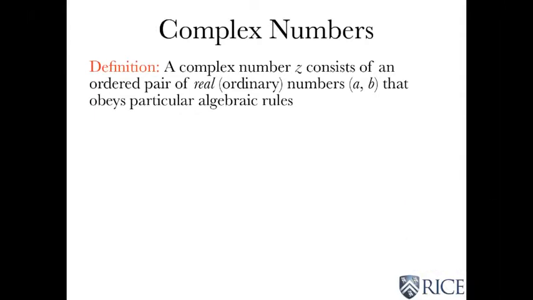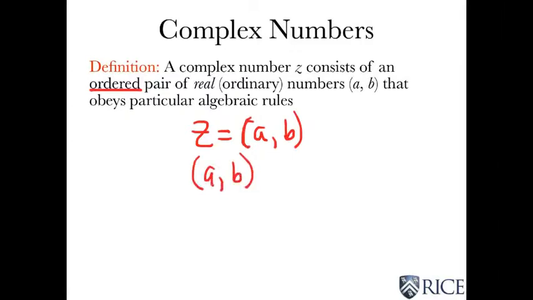Okay, so let's define a complex number. And this definition, I think, is a little different than you may be used to. A complex number is an ordered pair of numbers. So, A and B. An ordered pair. Now, what the ordered term means is that A comma B does not equal B comma A. The order matters. They're not the same thing.